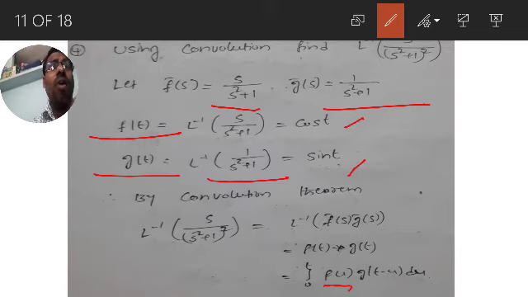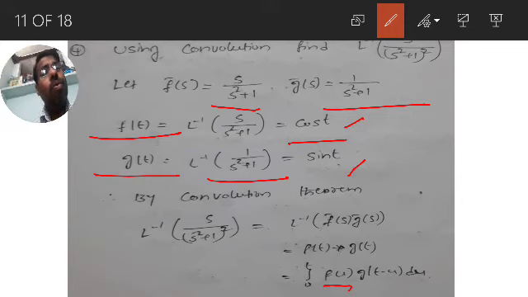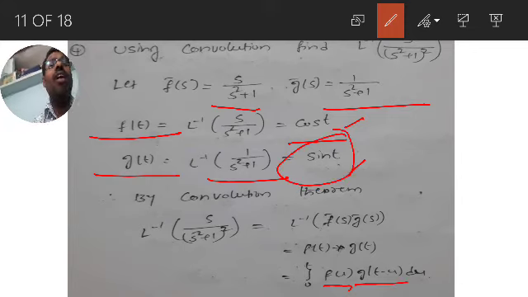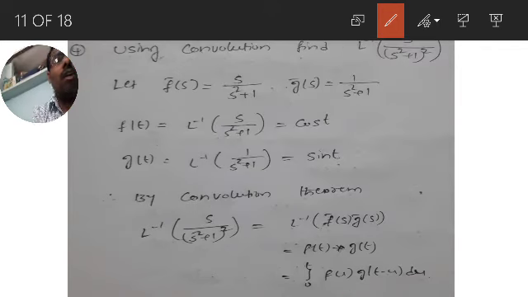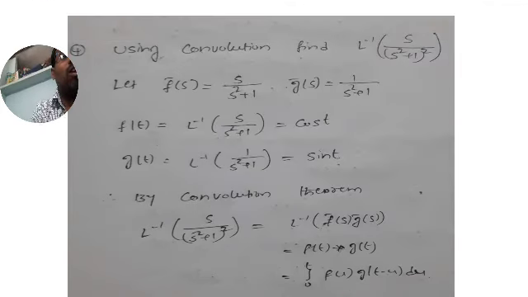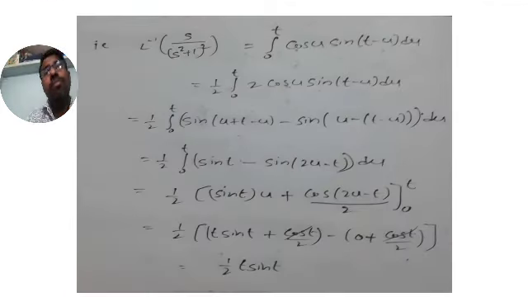F of t you have is cos t, so f of u becomes cos u. G of t minus u: g of t we have is sin t, so what is g of t minus u? That is sin of t minus u, into du. That's it. Now write this so that you can go for the integration. L inverse of s by s square plus 1 whole square, by convolution, you got the integration from 0 to t of cos u into sin of t minus u du.